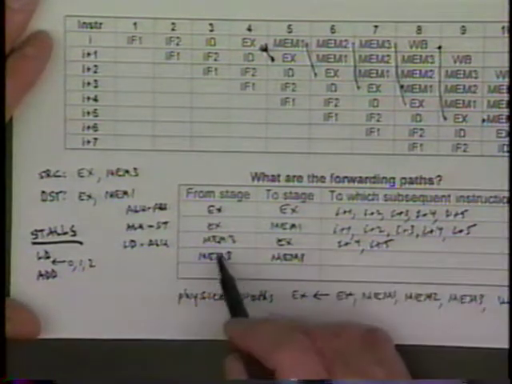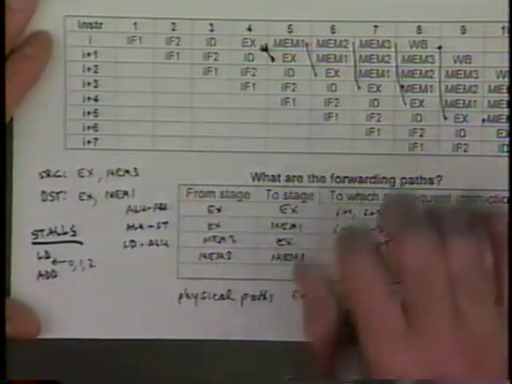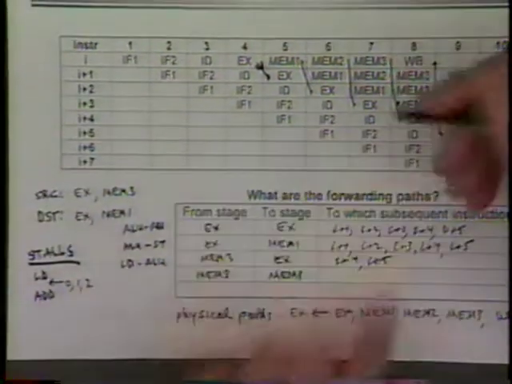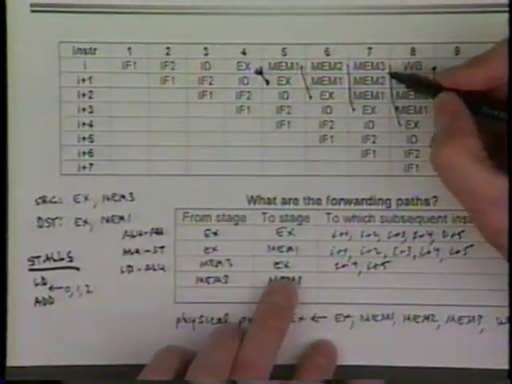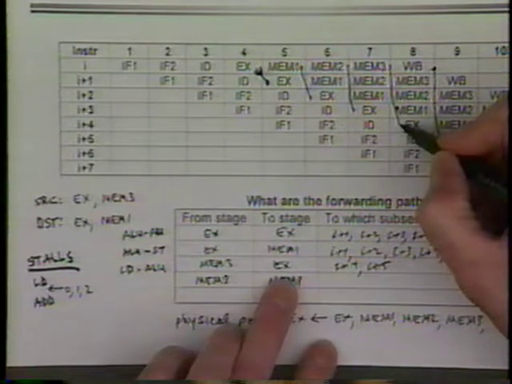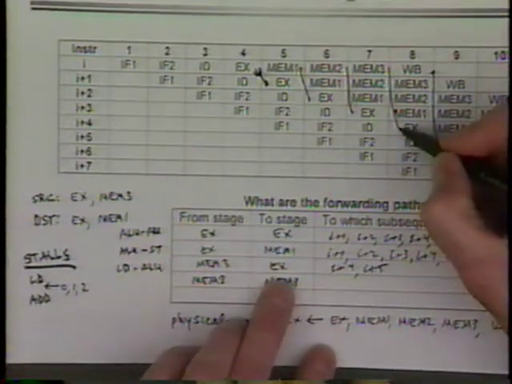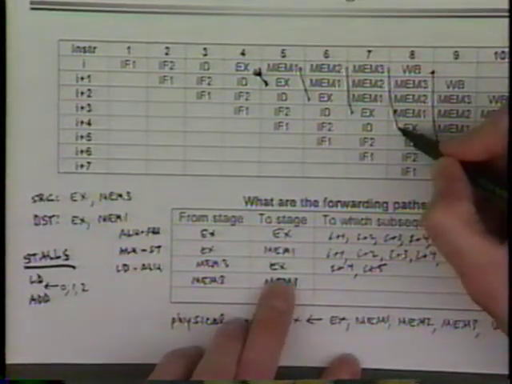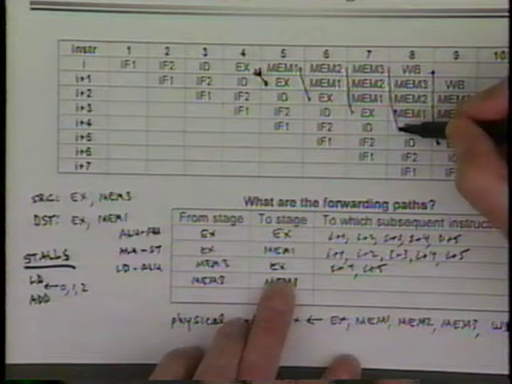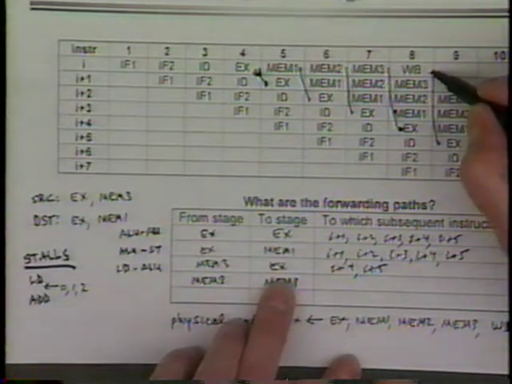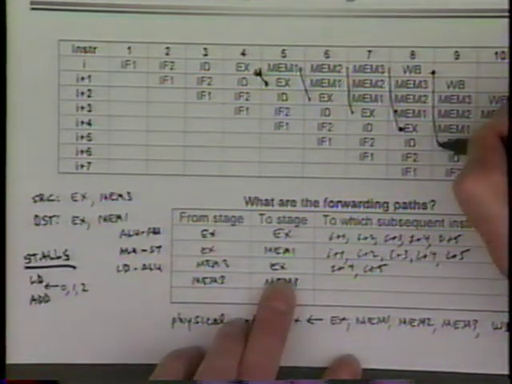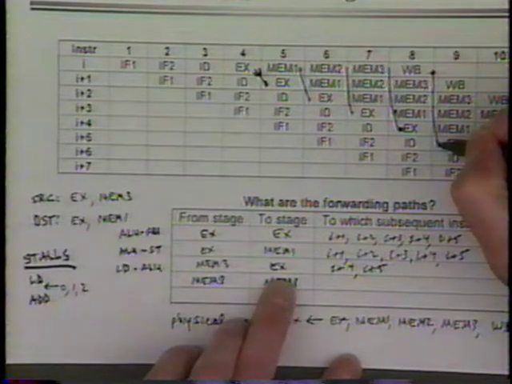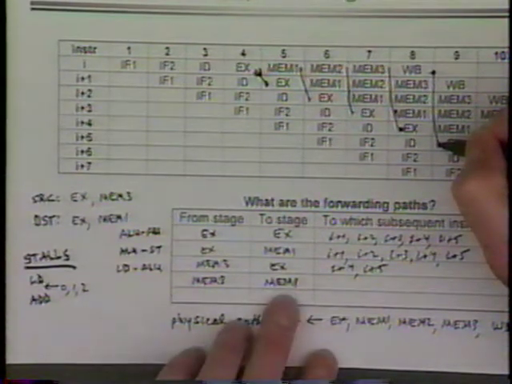What about forwarding paths? We want to go from mem3 to execute in I+4. Well, in fact, we already have that path. We can go from mem3 to execute in I+4. We can go from write back in I to execute in I+5 and get the same effect. So we've got that path as well.